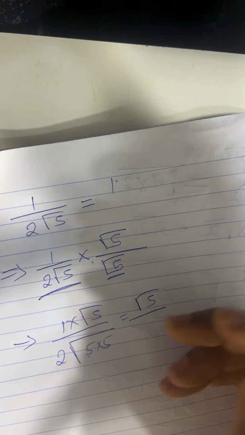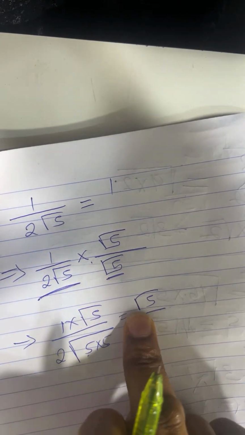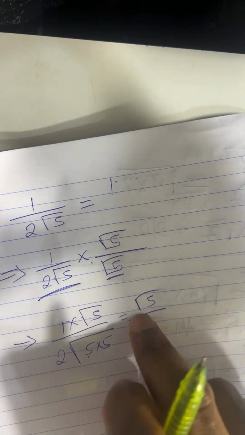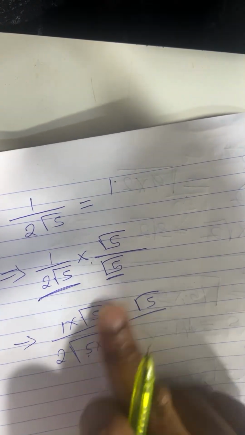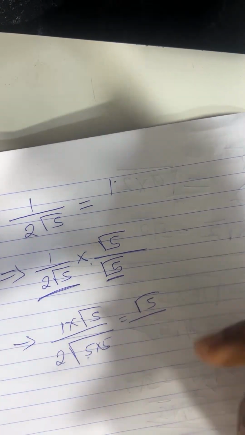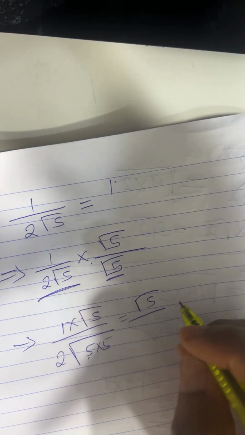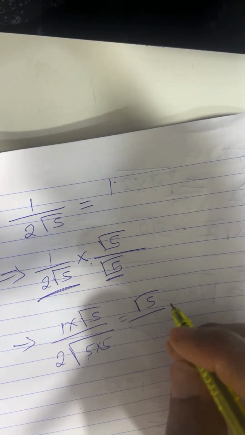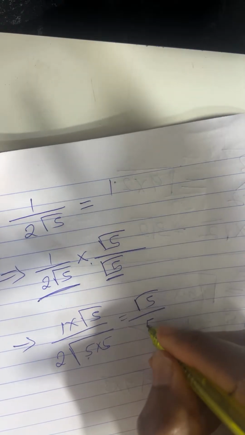Root 25, and square root of 25 is what? What is the square root of 25? 5. So you have it as 5.